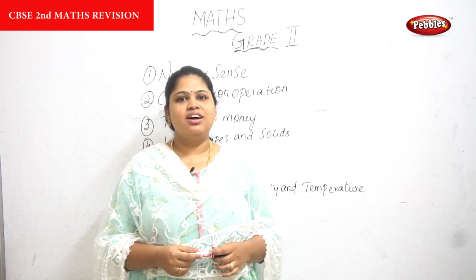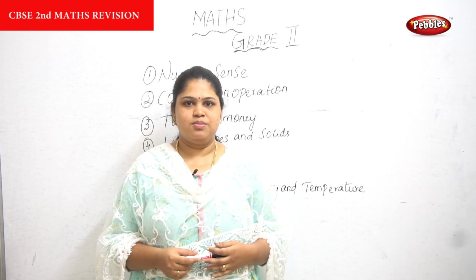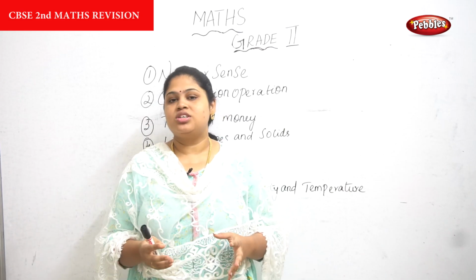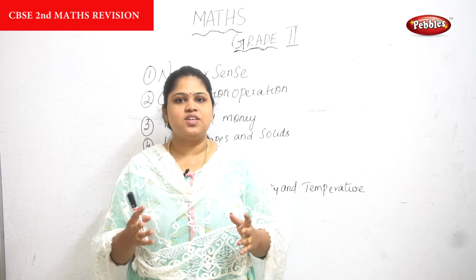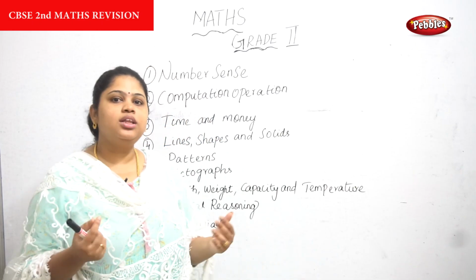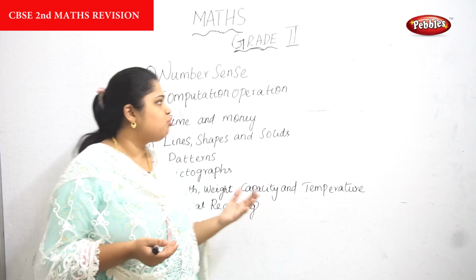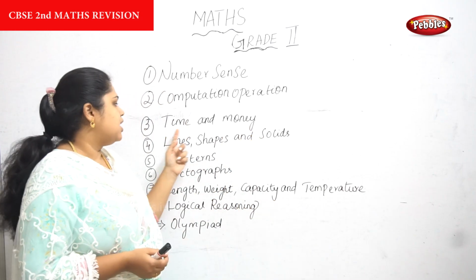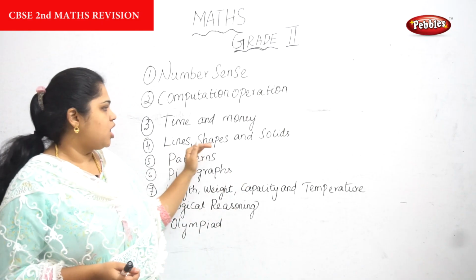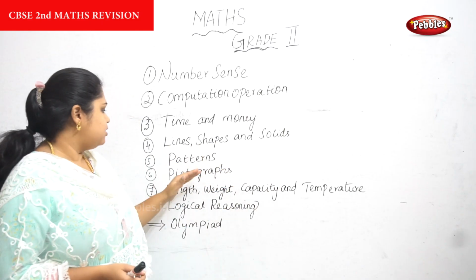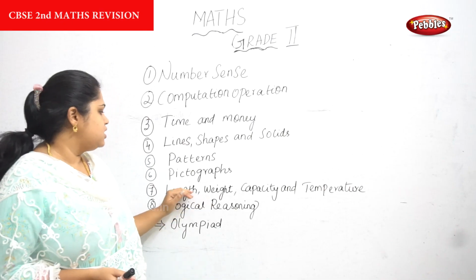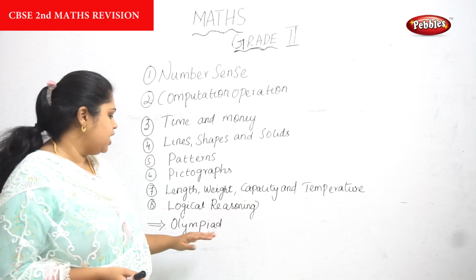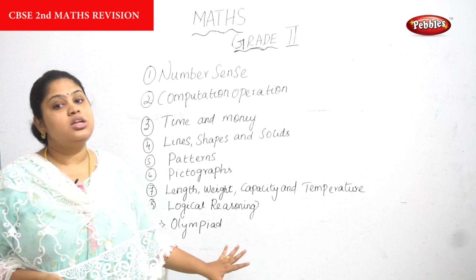So we have seen a grade 2 CBSE Maths syllabus. Okay. So today we are not going to see any new topics. We are going to revise what we have seen so far. Okay. So the topics we have seen so far are number sense, computation operation, time and money, lines, shapes and solids, patterns, pictographs, lengths, weights, capacity and temperature, logical reasoning, and some of the Olympiad worksheets.